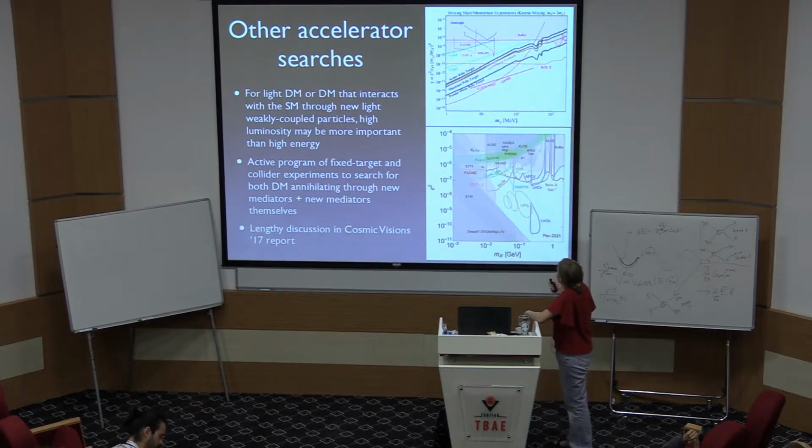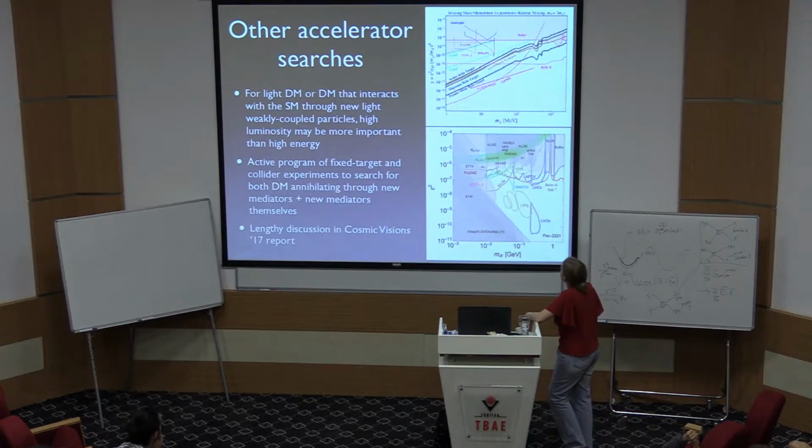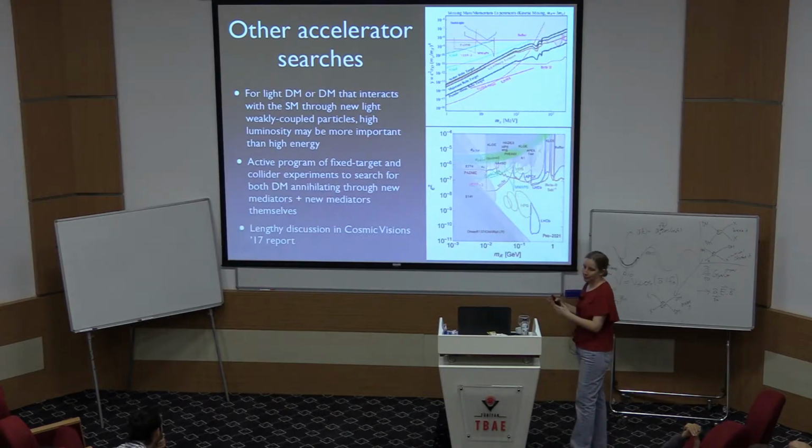These black lines are showing, in this simplified recasting, what kind of values you need to get the right relic density for scalar dark matter, for Majorana fermion dark matter, and for what's called pseudo-Dirac dark matter. And up here are the current constraints, and all the dashed lines are anticipated future experiments. So accelerators are a potential way to get into this light dark matter region as well, where direct detection has a lot of trouble.